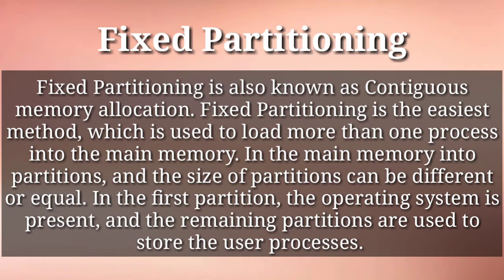Fixed partitioning is also known as contiguous memory allocation. Fixed partitioning is the easiest method, which is used to load more than one process into the main memory. The main memory is divided into partitions, and the size of partitions can be different or equal. In the first partition, the operating system is present, and the remaining partitions are used to store the user processes.